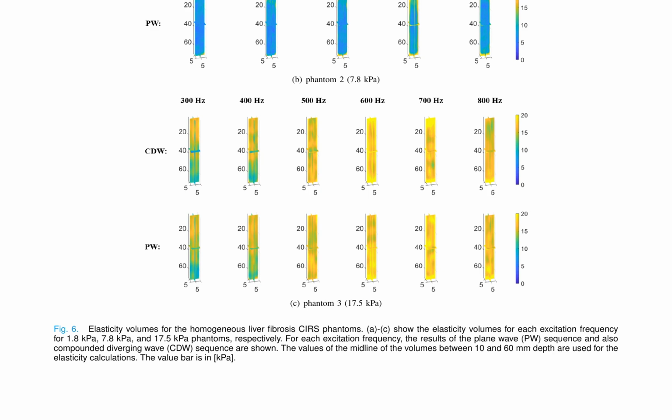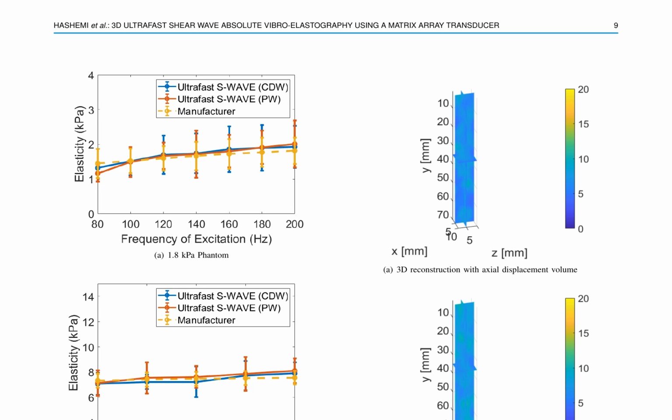These results have significant implications for the development of elasticity imaging techniques, as they demonstrate the potential of compounded diverging wave sequences in accurately capturing the elasticity patterns in heterogeneous tissues, such as those found in liver fibrosis. The research applies 3D ultrafast shear wave absolute vibro-elastography using a matrix array transducer to estimate elasticity values in phantoms, providing insights into their mechanical properties.